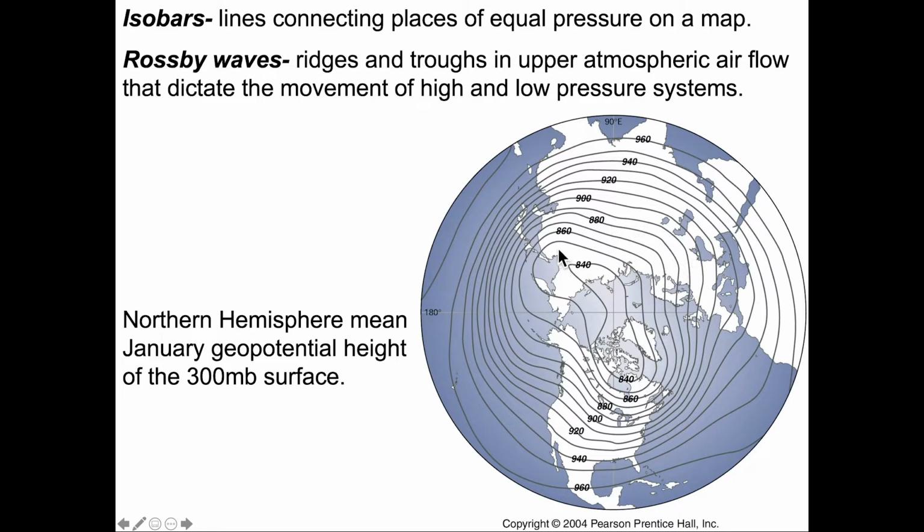This would be a trough in a Rossby wave. This would be a ridge. This would be a ridge. Not much of a ridge in either location, but a ridge nonetheless. And a big trough here. So ridge, trough.